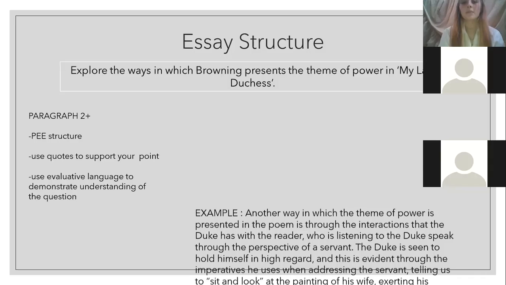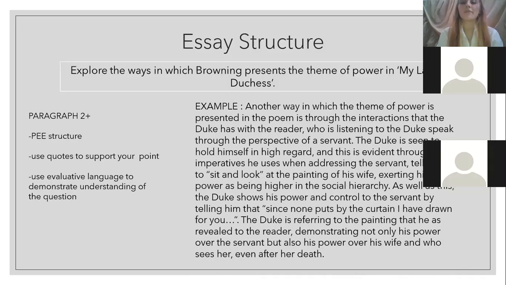But for the second point, I wrote, another way in which the theme of power is presented in the poem is through the interactions that the Duke has with the reader, who is listening to the Duke speak through the perspective of a servant. The Duke is seen to hold himself in high regard, and this is evident through the imperatives he uses when addressing the servant, telling us to sit and look at the painting of his wife, exerting his power as being higher in the social hierarchy.